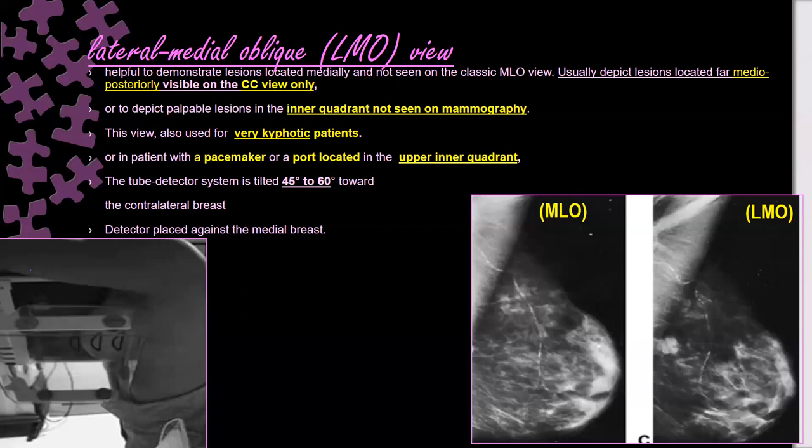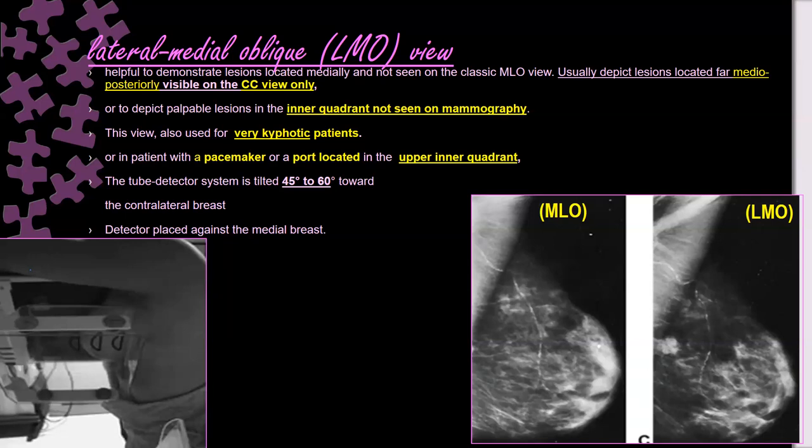And sometimes there might be a palpable abnormality you could not see on the MLO view, as in this case, where the patient has a palpable abnormality, or she might show a lesion on the CC view, medial aspect, not seen on MLO. Then you can do a lateromedial view. As in this case, you can see the cancer well shown in the posterior breast, because the extreme posterior medial portion is usually missed on the MLO. You got it?